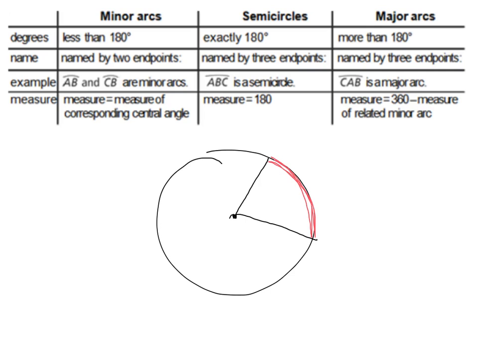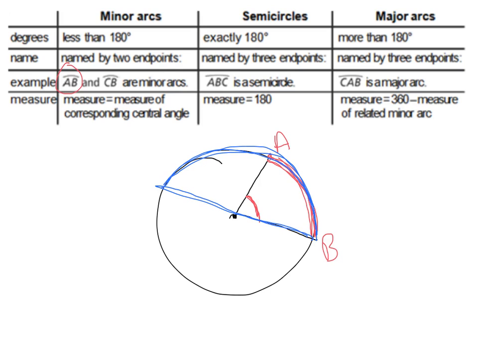The arc is part of the actual circle, and it is named by two endpoints. So this would be A, B. This is how you name that arc, A, B. And this arc has the same degrees as the central angle. A semicircle is when I have my diameter, and it's half of my circle.